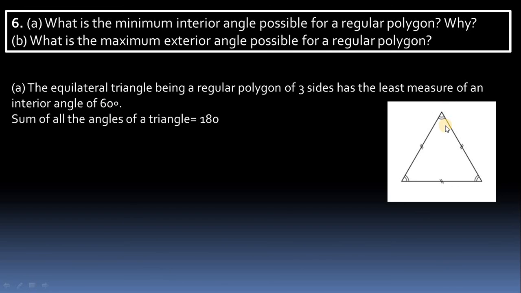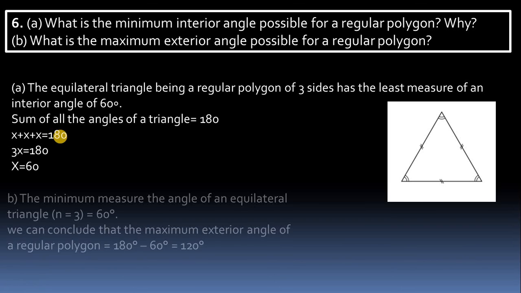As you know, this is the equilateral triangle. They are asking about a regular polygon, so the example is the equilateral triangle. Why are we taking equilateral? Because it has the least number of sides. So 3 sides are there and they are equal, and in the equilateral triangle one angle measures 60 degrees. The sum of the angles of a triangle is 180 degrees. They are asking the minimum interior angle, and the answer is 60 degrees, because if you assume each angle is x, then 3 times x equals 180. So the value of x is 60, so the answer is 60.